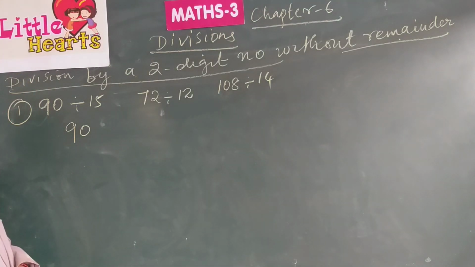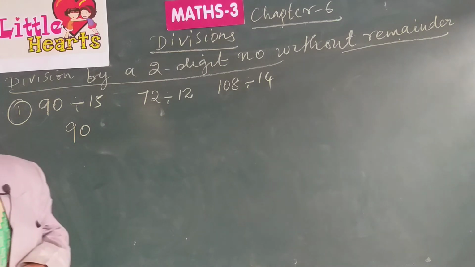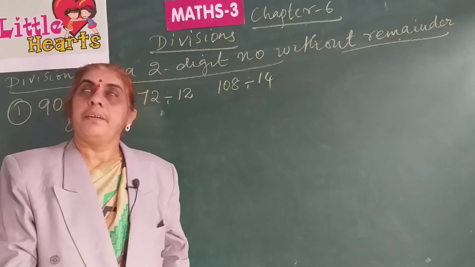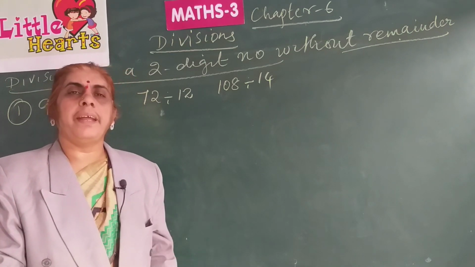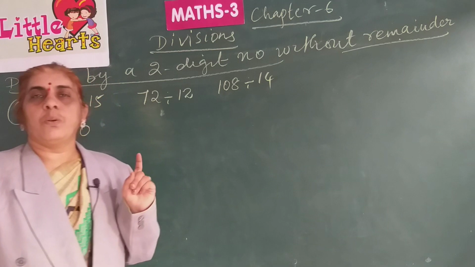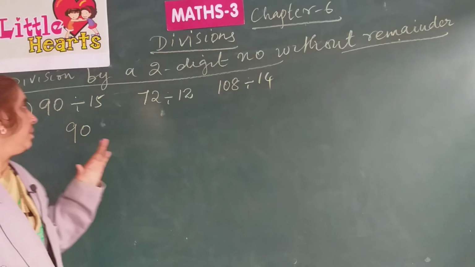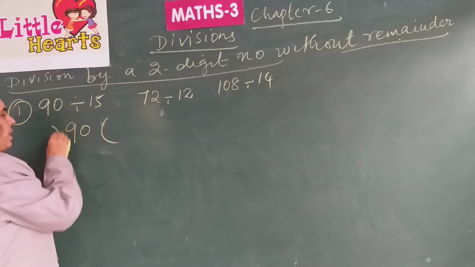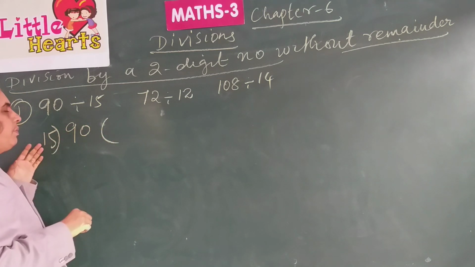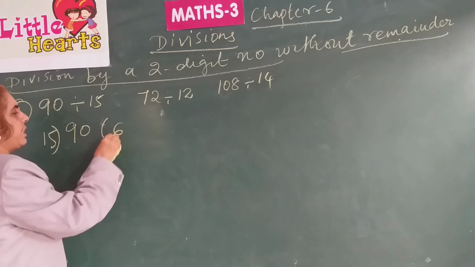Now let us go with division of a 2-digit number by a 2-digit number. For this you need to learn tables from 10 to 20. 10, 11, 20 are easy, but 12 to 19 are very important, which you need to learn by heart thoroughly. So 90 divided by 15, arrange the numbers like this. Read the 15 table until you get 90. 15 sixes are 90.